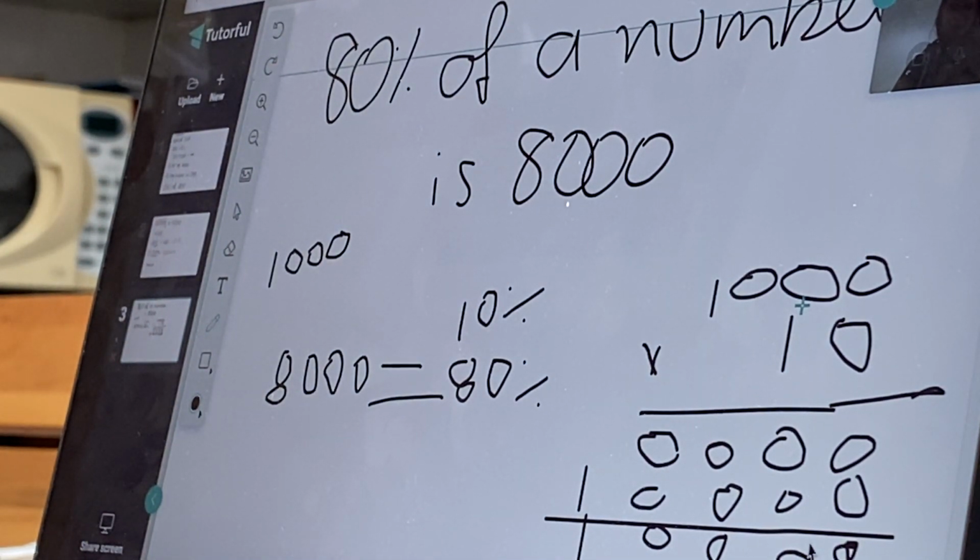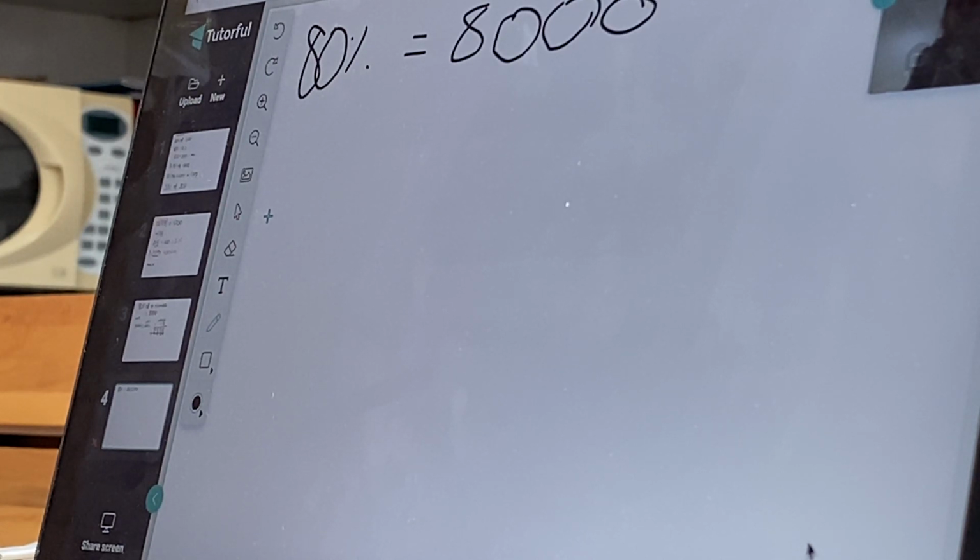Okay, awesome. So you've definitely got the hang of this, and this is maybe a slightly different method. But let's have a look at now how we could solve this using the percentage multiplier. So once again, we know that 80% is equal to 8,000. Now, what's the percentage multiplier for 80%? 0.8.